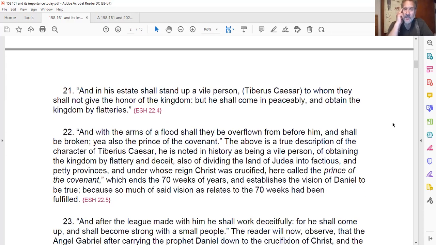And in his estate shall stand up a vile person, Tiberius Caesar, to whom they shall not give the honor of the kingdom, but he shall come in peaceably and obtain the kingdom by flatteries.